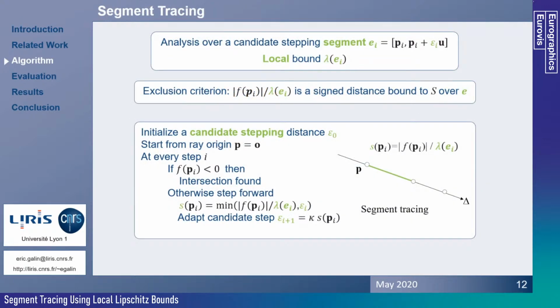In contrast, segment tracing performs as follows. We first initialize a candidate stepping distance epsilon. At every iteration, we analyze the field function f over a candidate segment and compute the corresponding local Lipschitz bound. We then compute the stepping distance as the minimum between the candidate stepping distance and the Lipschitz stepping distance f over lambda. Taking the minimum guarantees not to move further than the candidate distance for which we analyze the field function. At the end of every iteration, we update the length of the candidate segment, and we will comment on this coefficient later.